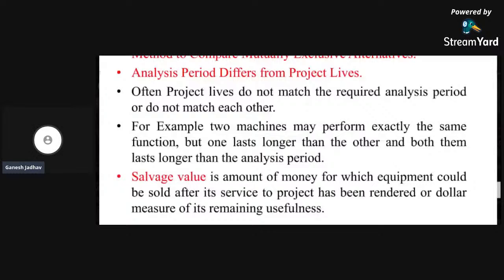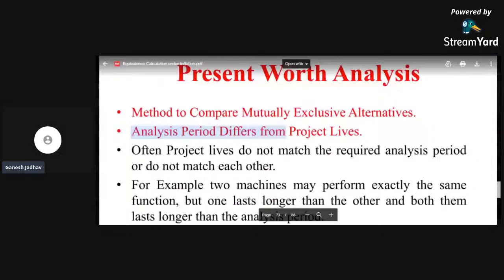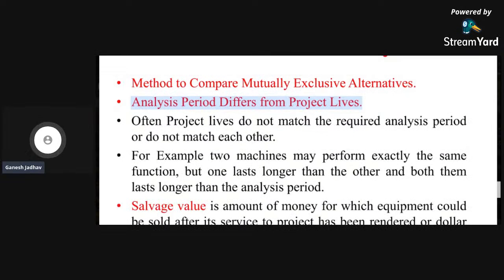Another one is that the analysis period differs from the project life. So this is another part of mutually exclusive alternatives. Often the project lives do not match the required analysis period, because the lives of projects do not match each other.